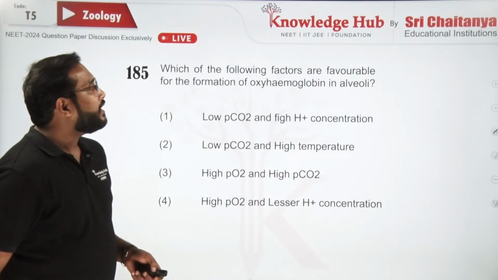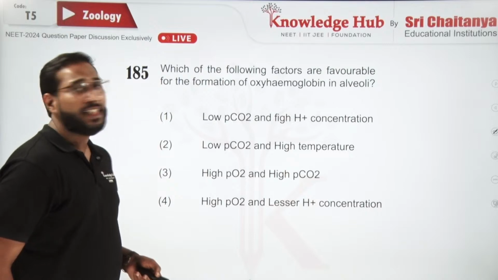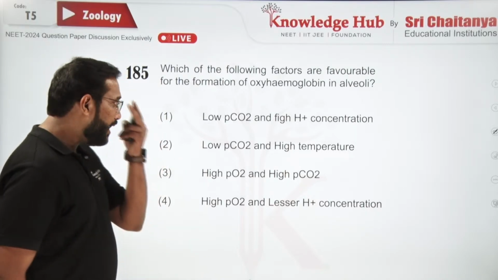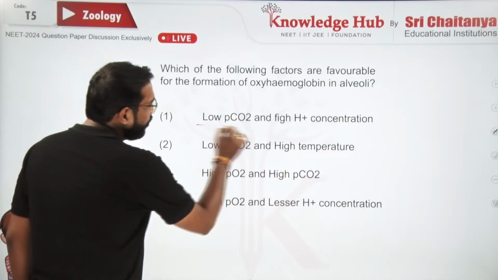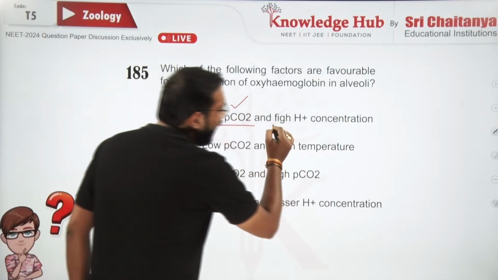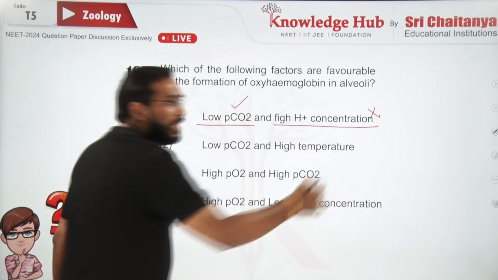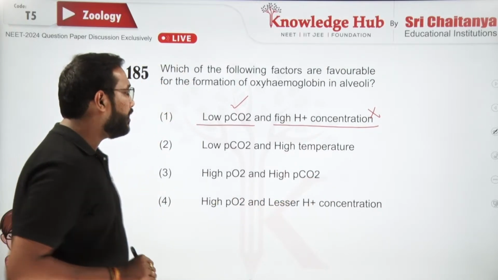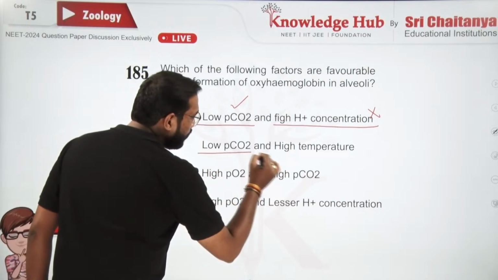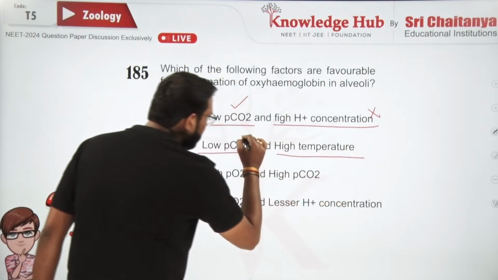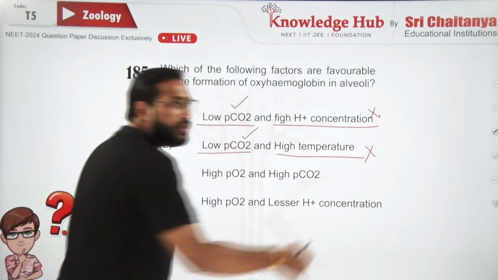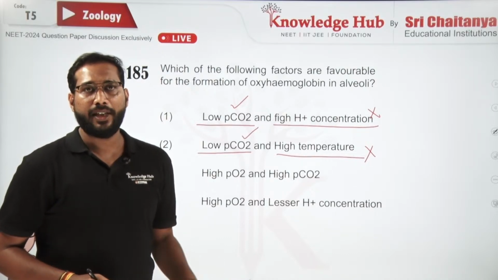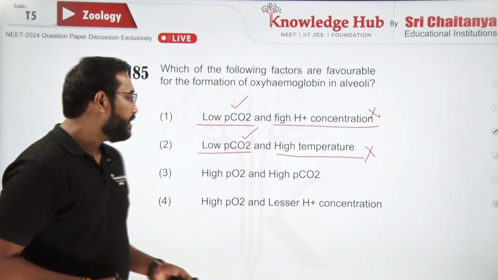Which of the following factors are favorable for the formation of oxyhemoglobin in alveoli? Now this was a good question in this paper, right? So we have low PCO2, that is correct, and high H plus concentration, this becomes incorrect. A high H plus concentration will not favor the formation of oxyhemoglobin. Again, low PCO2 and high temperature. Low PCO2 is correct, but high temperature is not correct. High temperature will favor the dissociation of oxyhemoglobin rather than the formation of oxyhemoglobin.